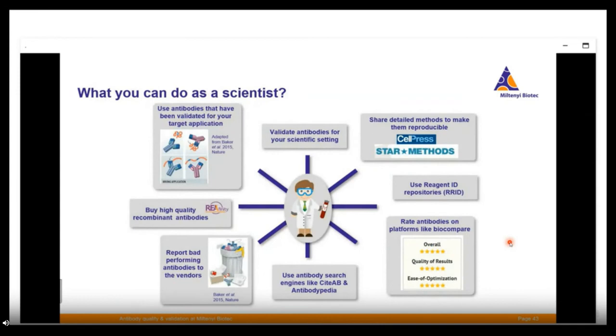Now, one of the final slides, I would also like to highlight what you as a scientist can do to strongly contribute to this reproducibility crisis by testing and reporting the antibody performance in your experiment, and including the detailed protocol in the respective journal, use RRID and search engines like Antibodypedia and CiteAb. And finally, also use high-quality recombinant antibody for your specific application.